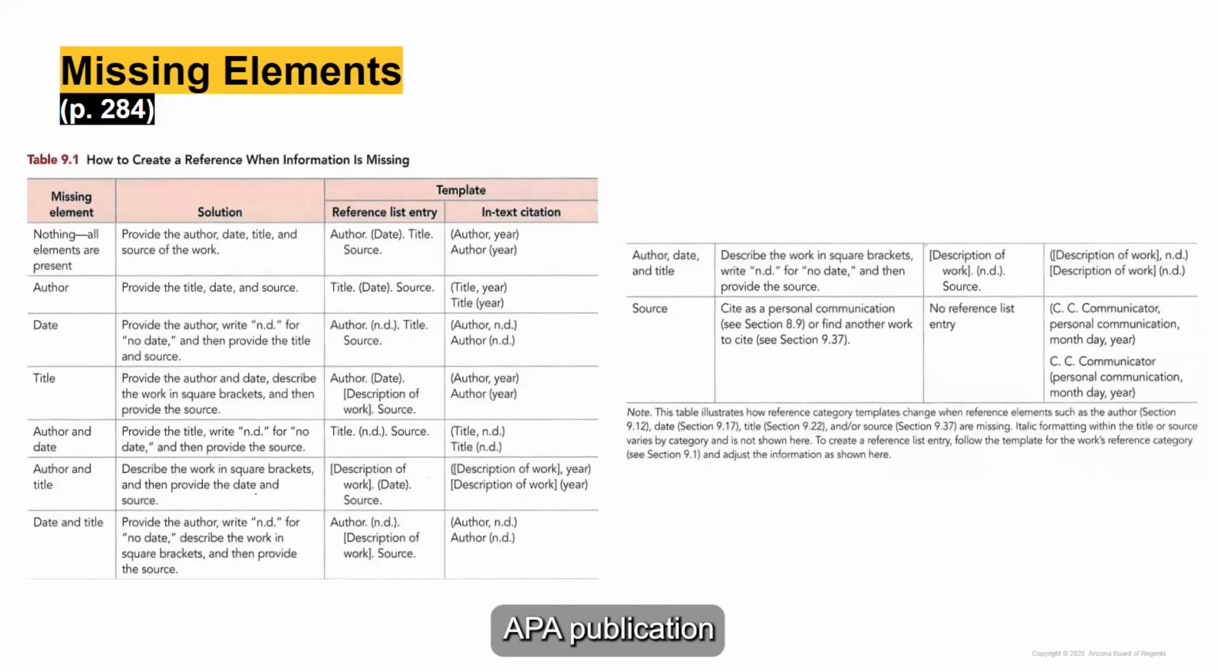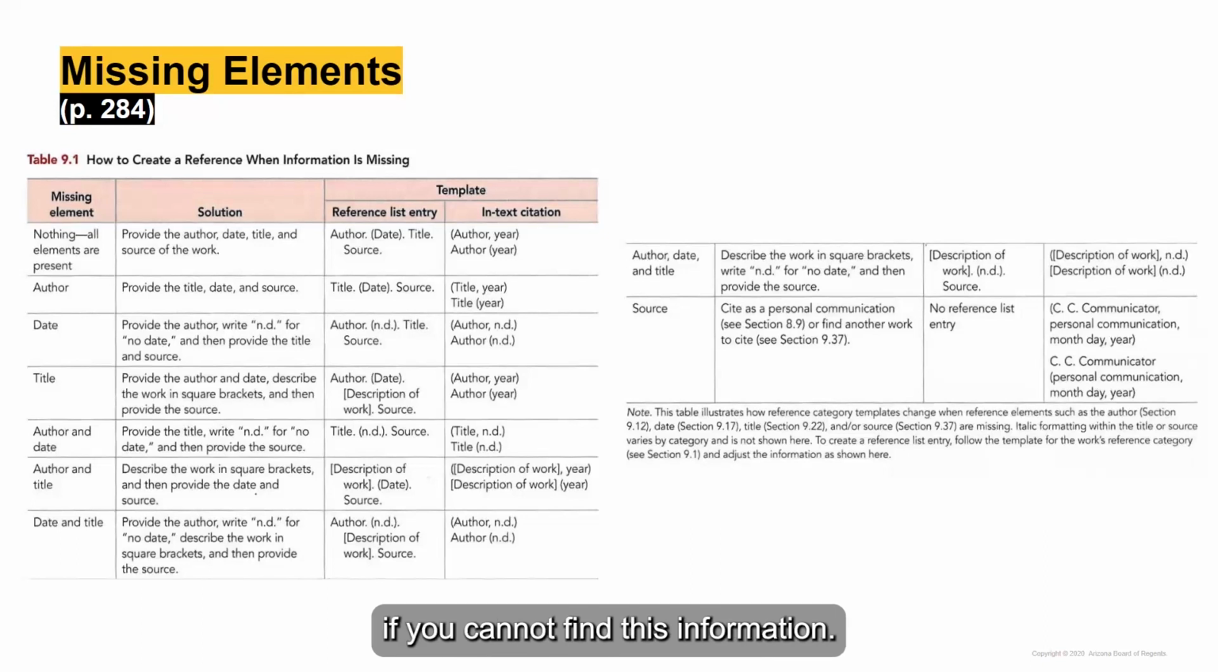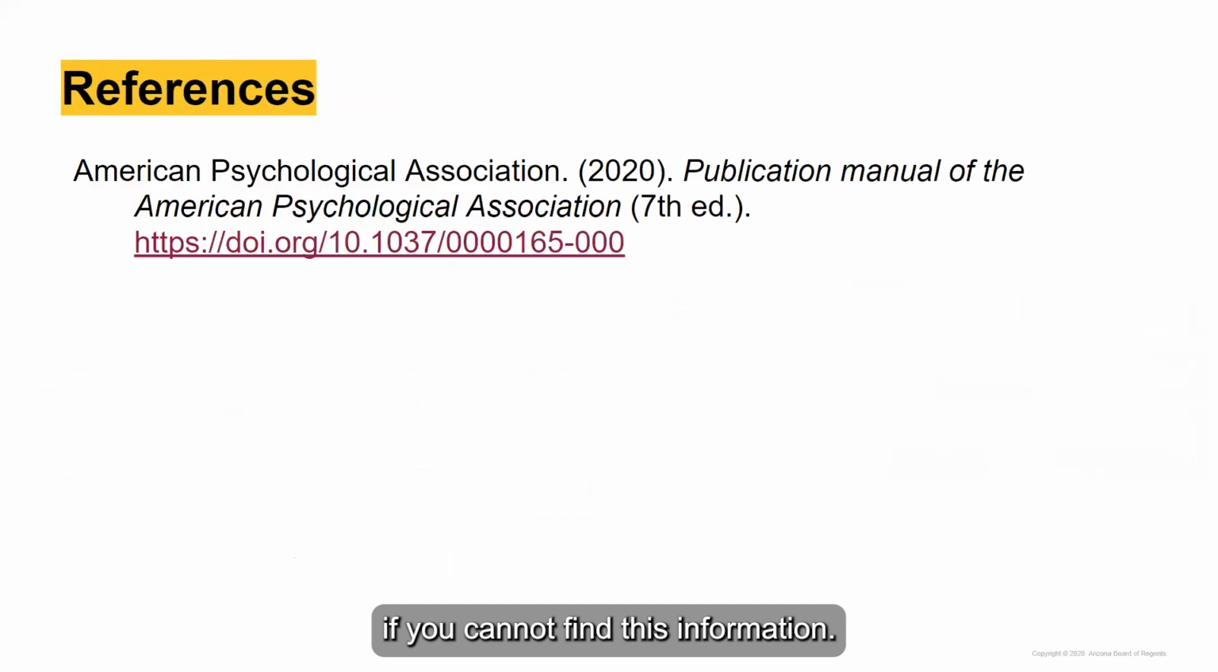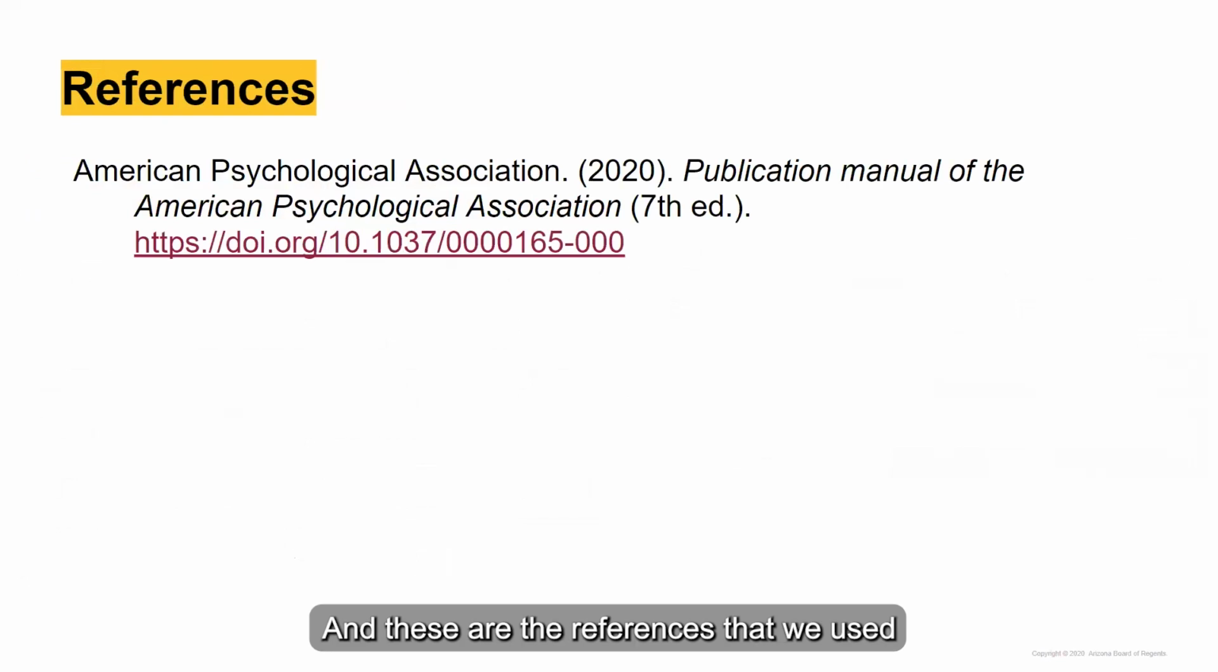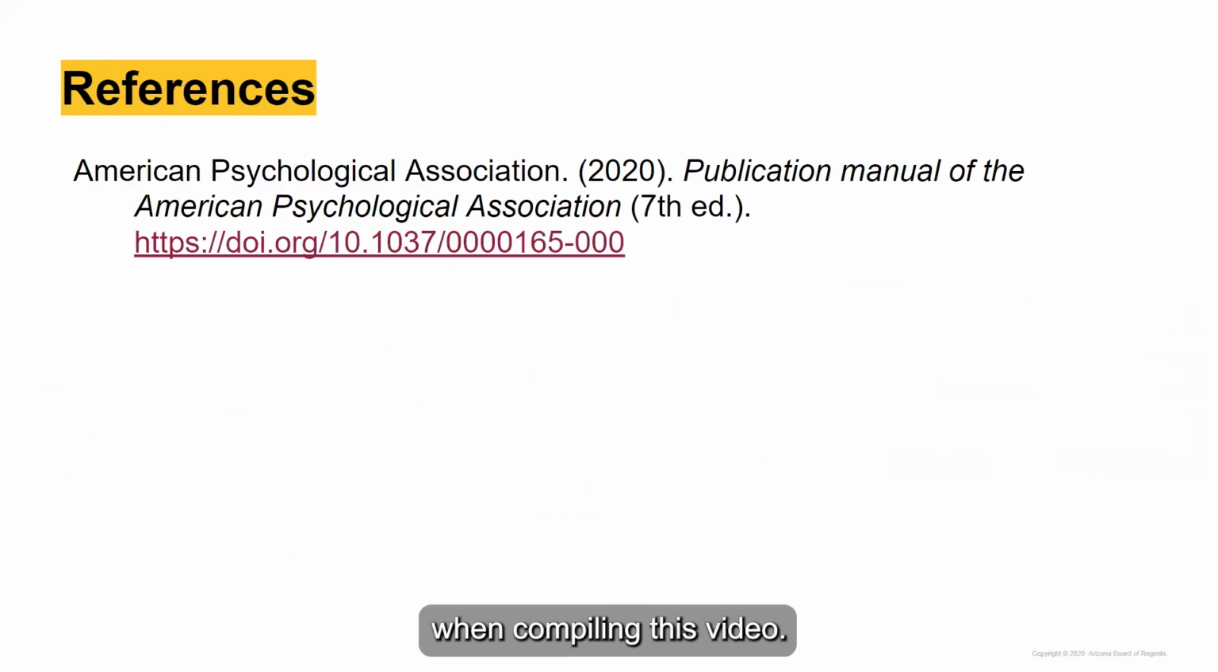This table from the APA publication manual details missing elements in a reference list entry and what you should do if you cannot find this information. And these are the references that we used when compiling this video.